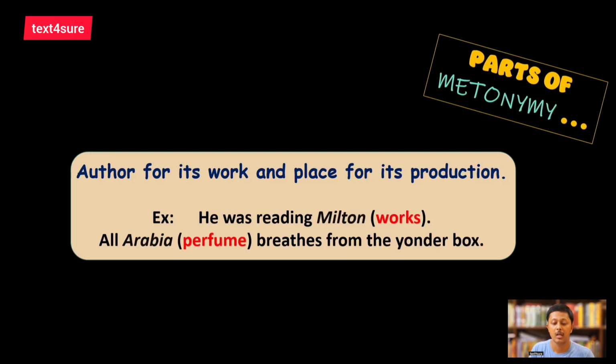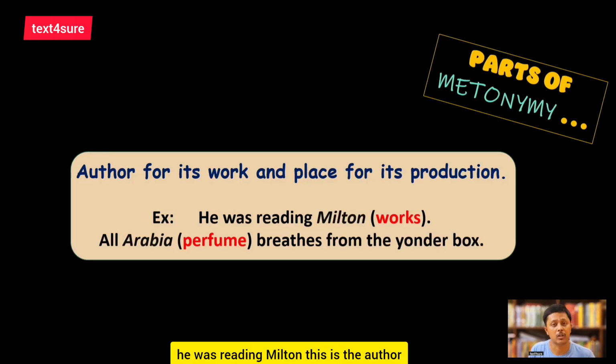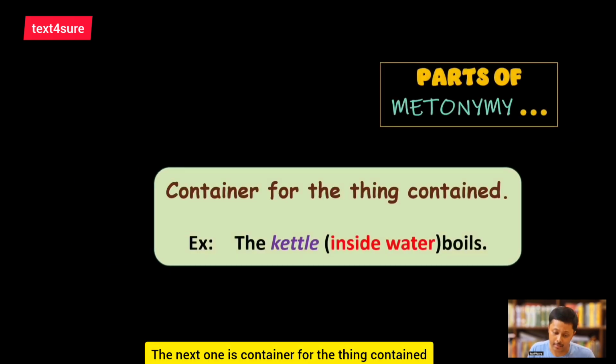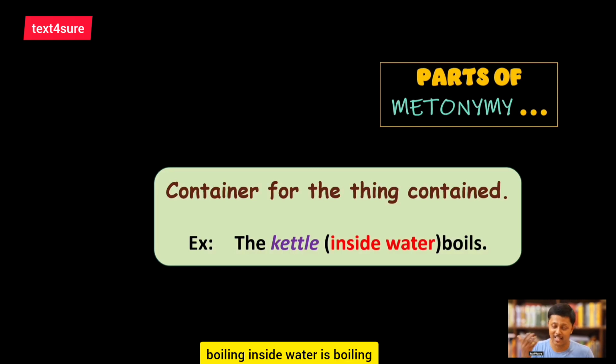The first example, he was reading Milton, is the author for its work. The second example, Arabia, is place for its production. Arabia is a good place for producing perfume, good quality perfume. The next one is container for the thing contained. The kettle boils. That means definitely the kettle is not boiling. Inside, water is boiling. So here the container is the kettle and the thing contained is the water.